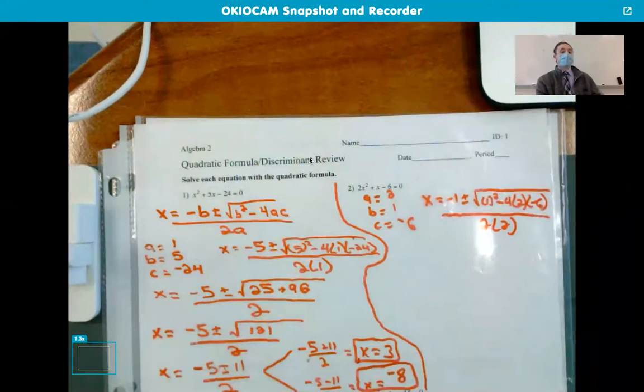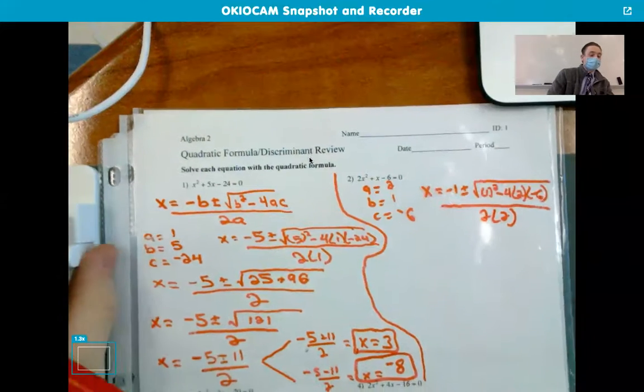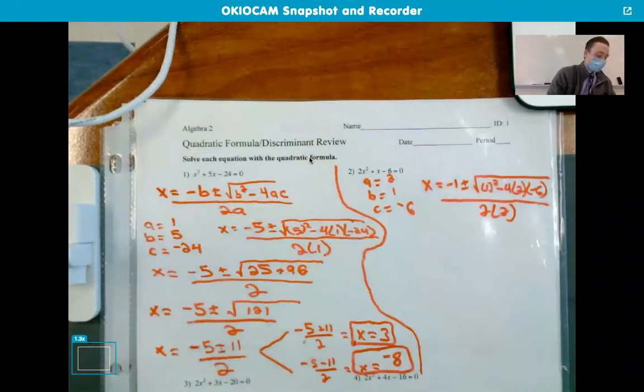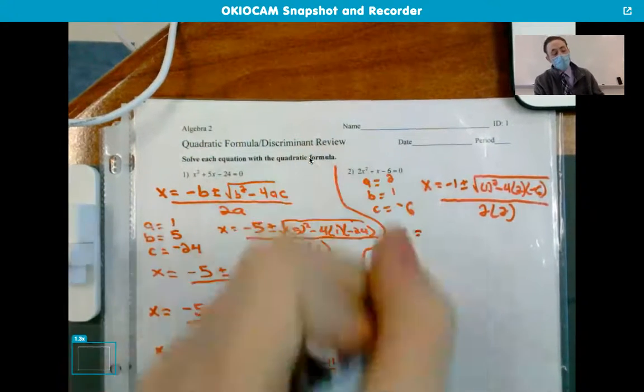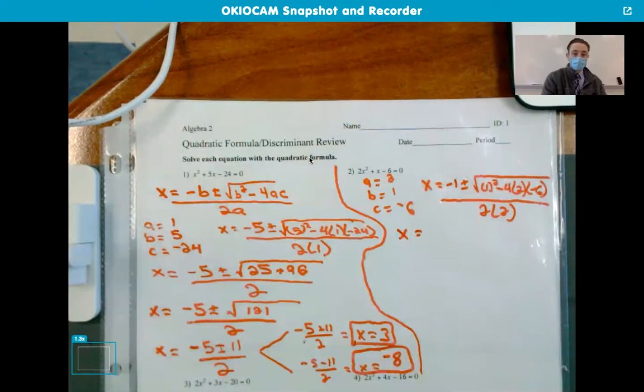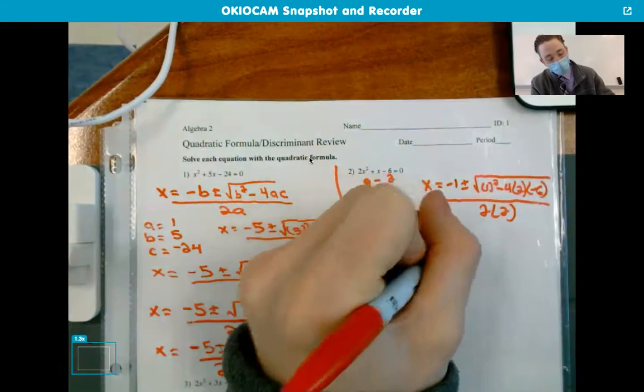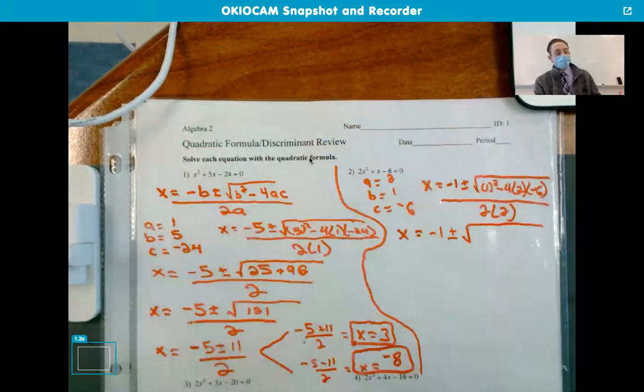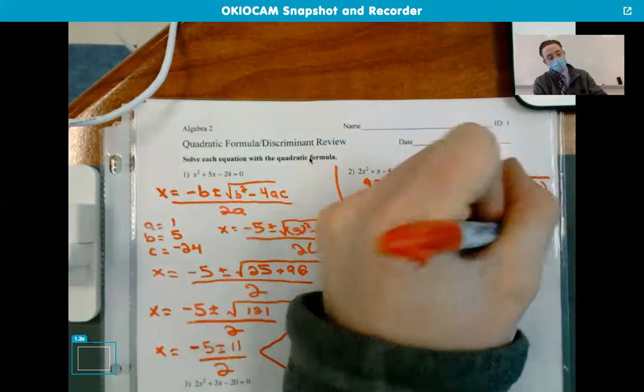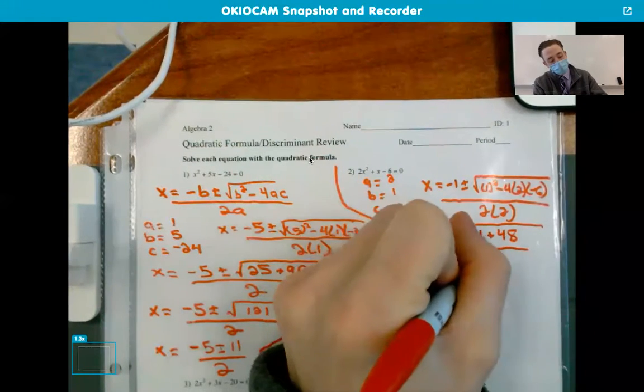Good. So x equals negative 1 plus or minus the square root of 1 squared minus 4 times 2 times negative 6 all over 2 times 2. Any questions about how we got to that point? So that becomes negative 1 plus or minus. What's the inside of my square root going to simplify to? 1 plus 48. Good. Nice job. Over 2 times 2, which is 4.